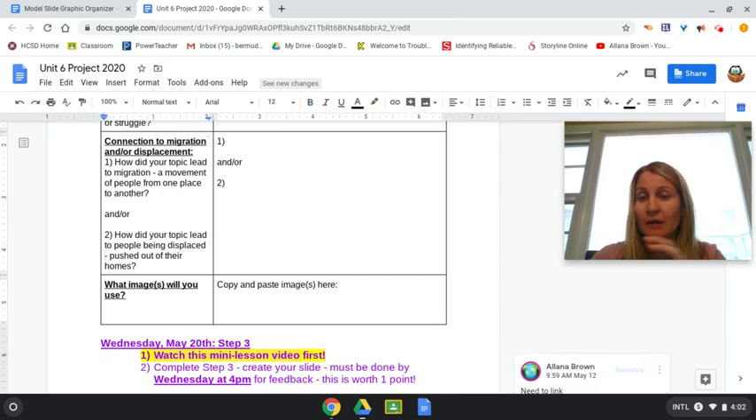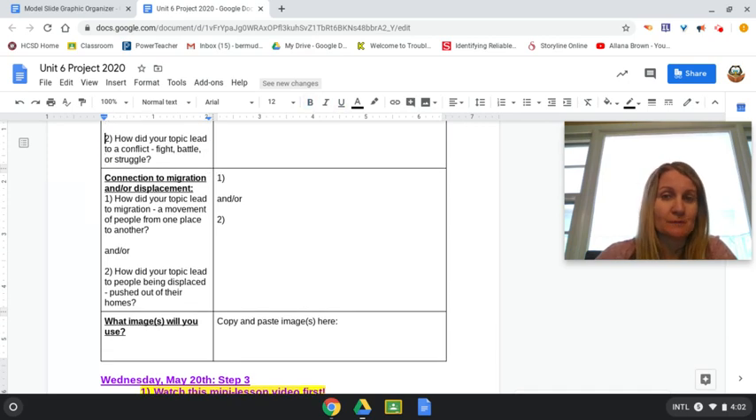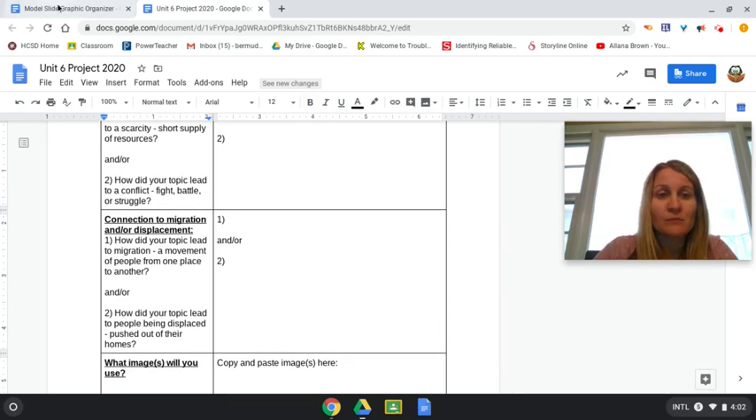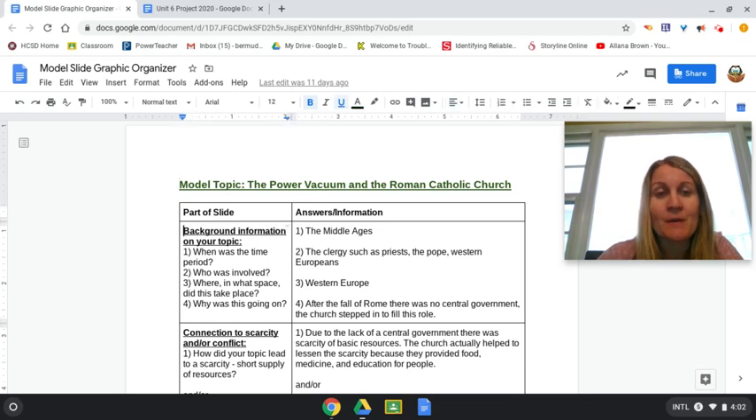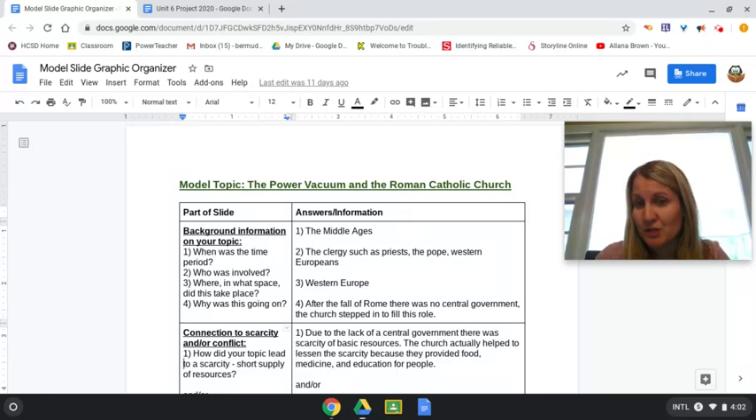You need to have an image that shows whichever topic you chose. Just to go over the model topic here, the power vacuum in the Roman Catholic Church. This is not a topic that you would be choosing, but this is how it would be answered. So background information on your topic: it took place in the Middle Ages. The people involved were the clergy, such as priests, the Pope, and Western Europeans. It took place in Western Europe.